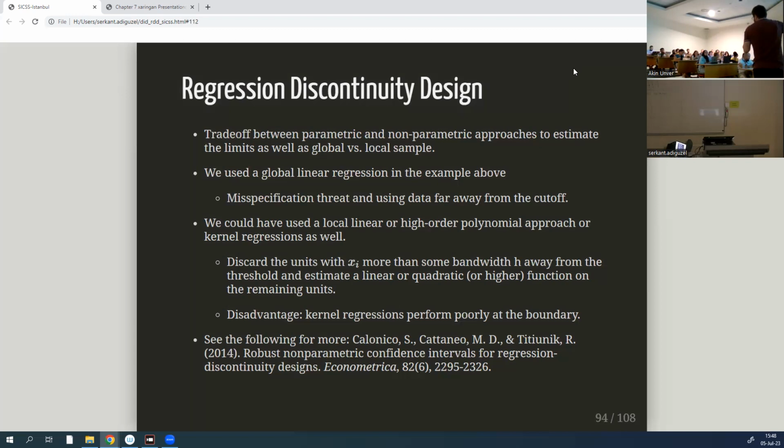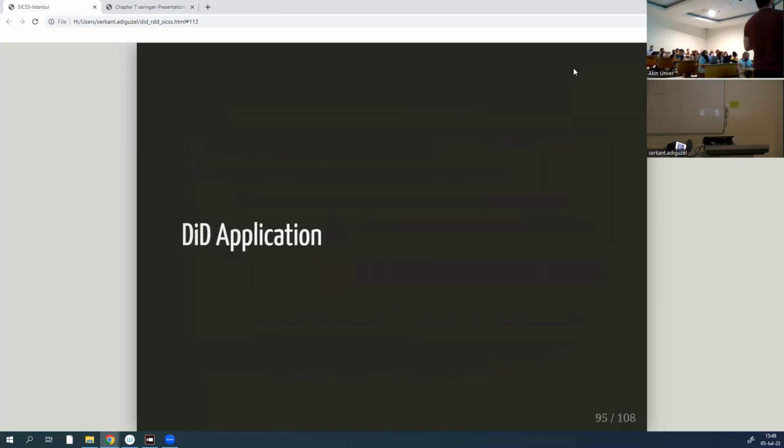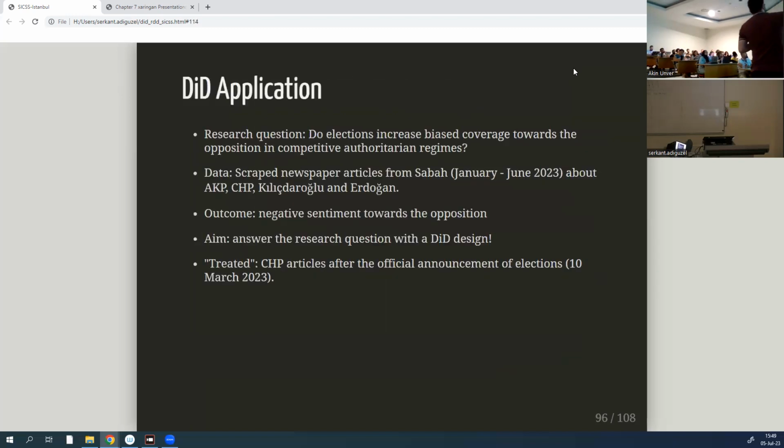So for a valid RDD design, there needs to be no manipulation around the cutoff, like the parallel trends assumption, correct? That needs to be tested. Okay, so I'll just show you. You're going to do this when you're back, right?